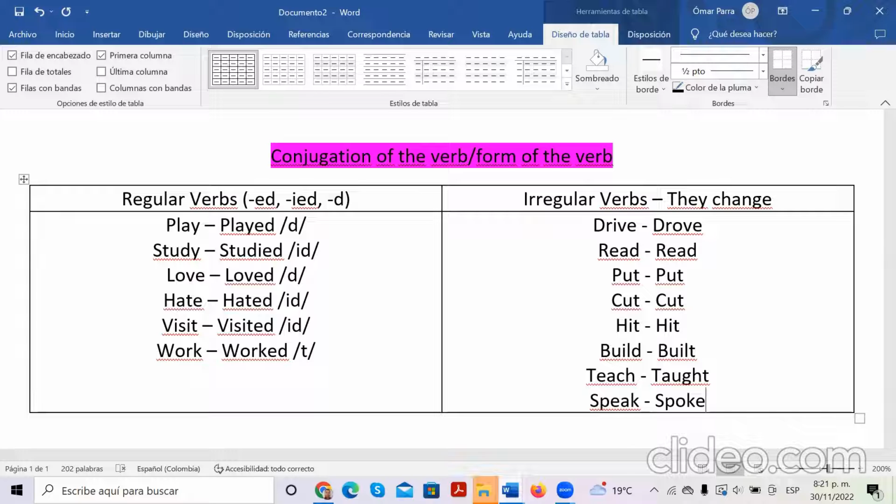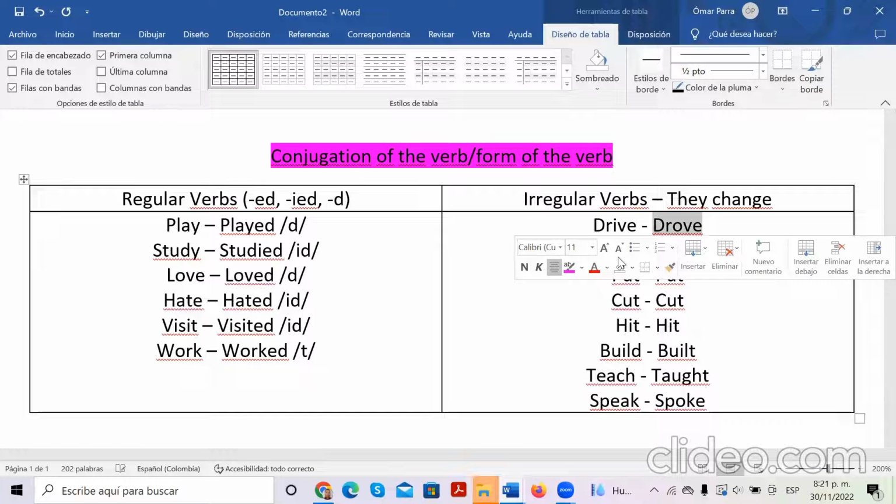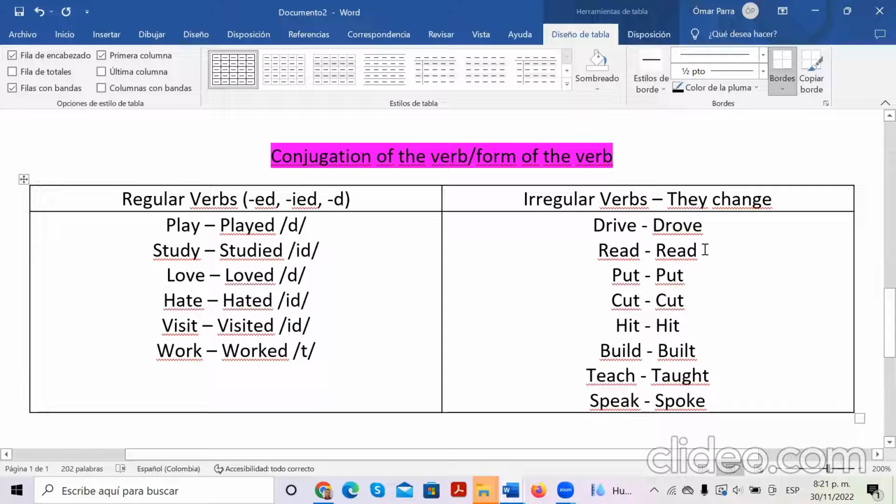As you can see, they are all different, right? For example, drive changes both in terms of spelling and in terms of pronunciation. Read only changes in terms of pronunciation: read, R-E-A-D, read, R-E-A-D. It doesn't change in terms of spelling, but it changes in terms of pronunciation, okay? So for the past simple, it would be, I read a novel last night. Put, cut, hit, they don't change. Build, built, teach, taught, speak, spoke. So again, it's important that you study them by heart little by little.